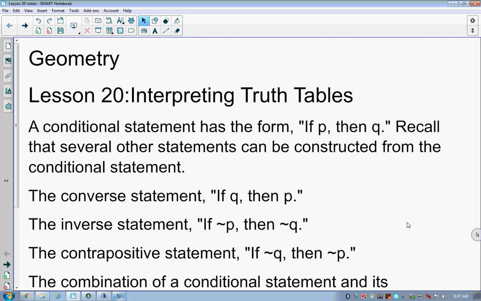The inverse is if not P then not Q. It keeps the same order and applies negation. Again, we've covered this. Wasn't this just lesson 19 that we did some of this stuff? 18, 19. For the contrapositive, we flip and negate, so we get if not Q then not P. Hopefully we're familiar with that, right? This isn't new information to us.